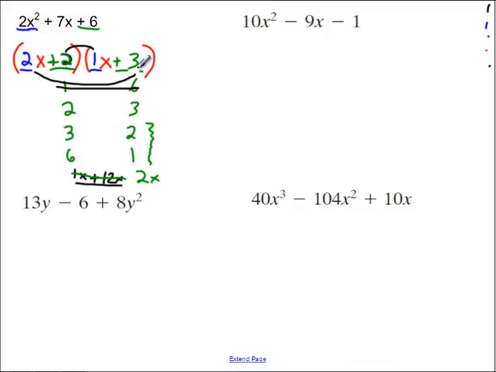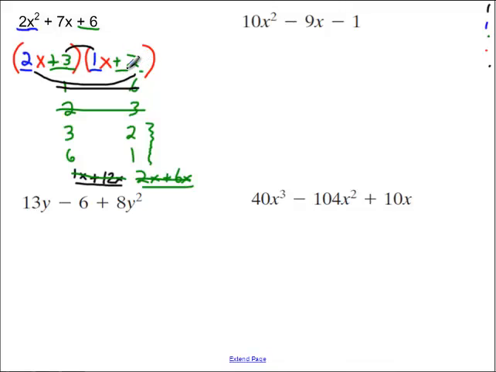2x times positive 3 gives me 6x. And if we combine those in our FOIL, 2x plus 6x gives me 8x, and that's not 7x. So we have to throw that one away, and we throw the 2 and 3 pair away, and we pull out our eraser again, and erase that one, and hopefully get to a new one, and get a good pair here. So the next one, logically, would be 3 and 2. So let's put 3 in here, and 2 over here.